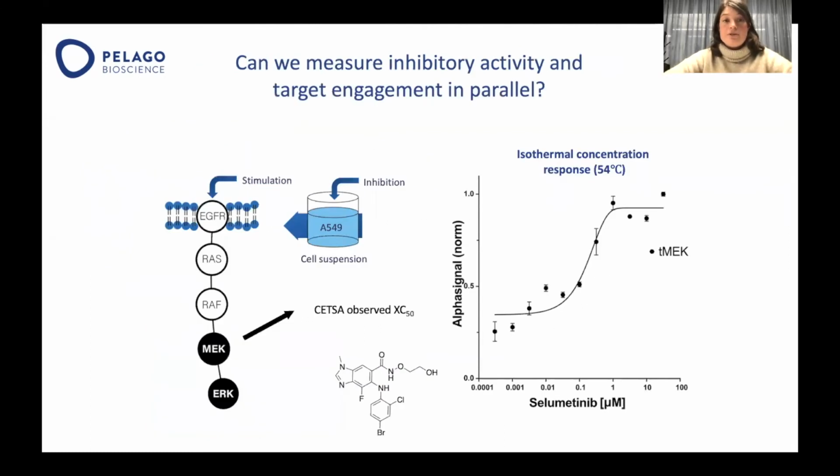Next, we wanted to study if we could measure the inhibitory activity and target engagement in parallel. Looking at MEC1 as part of the RAS-RAF pathway, MEC1 is phosphorylating ERK. We did a study in A549 cells, and the first data we generated was the CETSA EC50, so a dose response experiment at a single temperature, in this case 54 degrees. The data you see here is with celiptenib, one of the allosteric compounds.